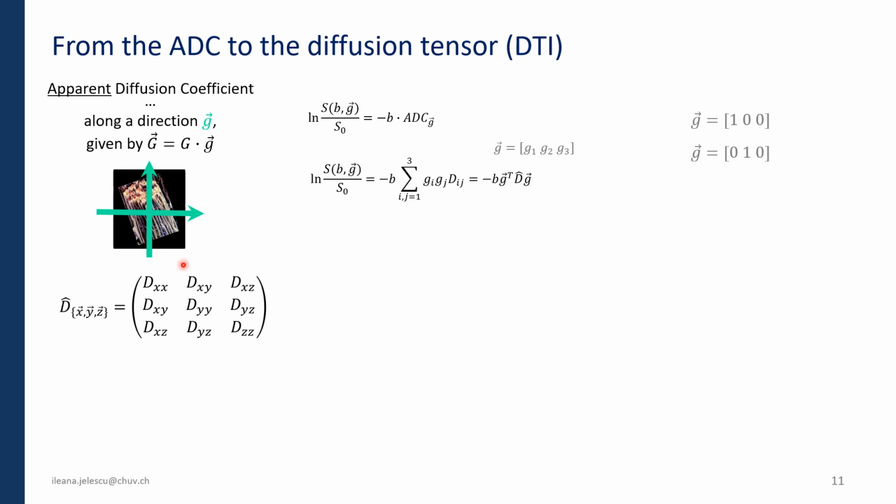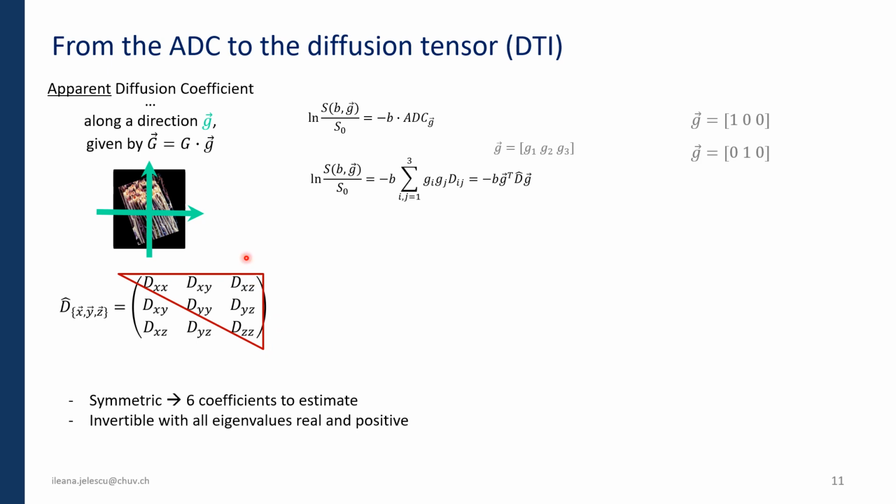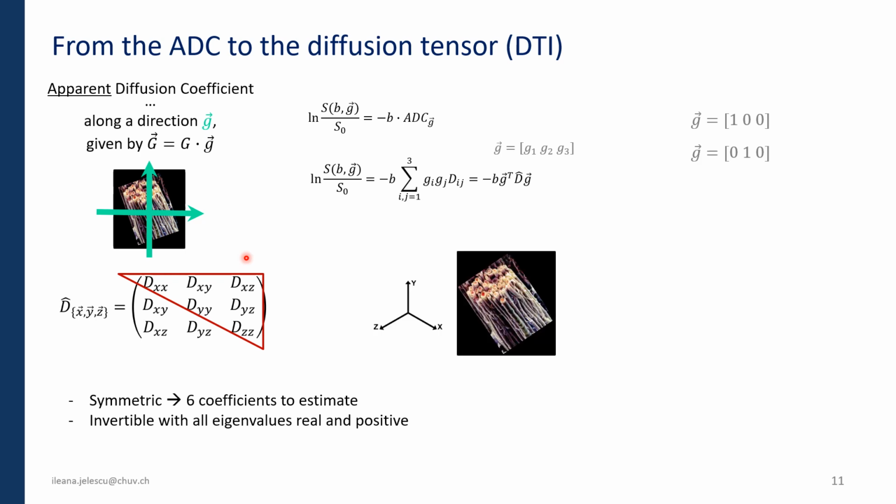And so when we reconstruct the diffusion tensor, this matrix essentially allows us then to predict what the apparent diffusion coefficient will be in any arbitrary direction of space that I may not even have measured or sampled. I can project this tensor onto that direction and predict what the ADC will be in that orientation. And so this diffusion tensor is essentially a 3 by 3 matrix, which is symmetric. So there are only 6 coefficients to estimate. And mathematically, this matrix is invertible with all eigenvalues real and positive, which means I can find a basis where this tensor is diagonal, so all the off-diagonal elements are 0.